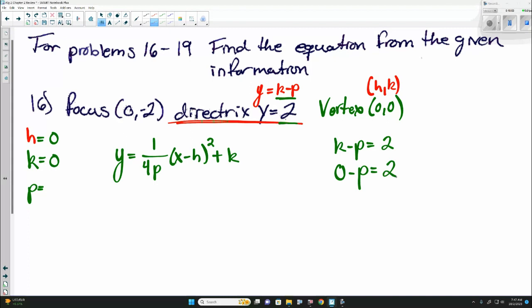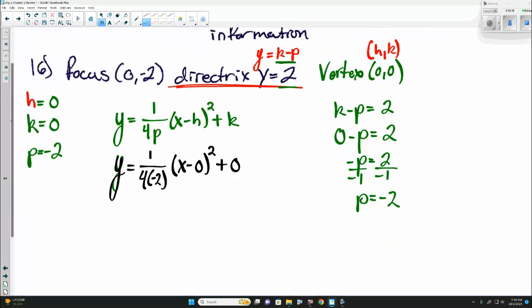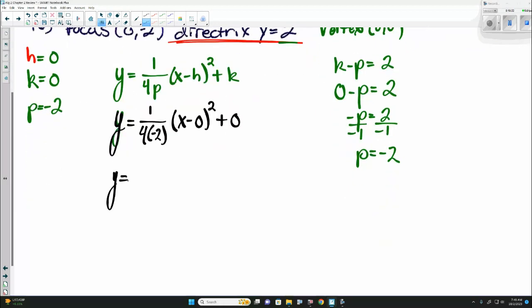and we plug in what we know, which really leaves us with negative p is equal to 2. We can multiply or divide both sides by negative 1, telling us the value of p is negative 2. At this point, we can plug it all back into the equation, telling us y is equal to 1 over 4 times negative 2 times x minus 0 squared plus 0. Now we can simplify our 1 over 4 times negative 2, which will simplify to negative 1/8. Our x minus 0 squared simplifies just to x squared, and we don't need the plus 0. And that's it.